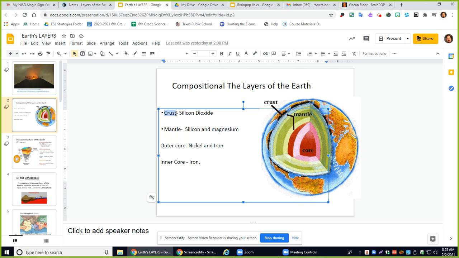The first layer being the crust. The crust is made out of mostly silicon dioxide. So when you pick up a rock, a major component of rock on Earth is actually silicon dioxide. Rocks are mixtures. They have many different things in them. There are many different types of rocks, but the major component of rocks on Earth is silicon dioxide. So that's the crust. Below the crust is the mantle. The mantle is actually the thickest part.